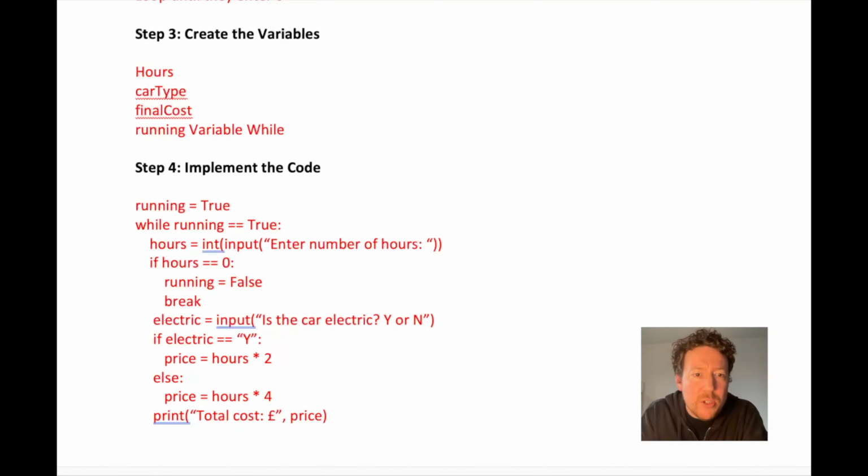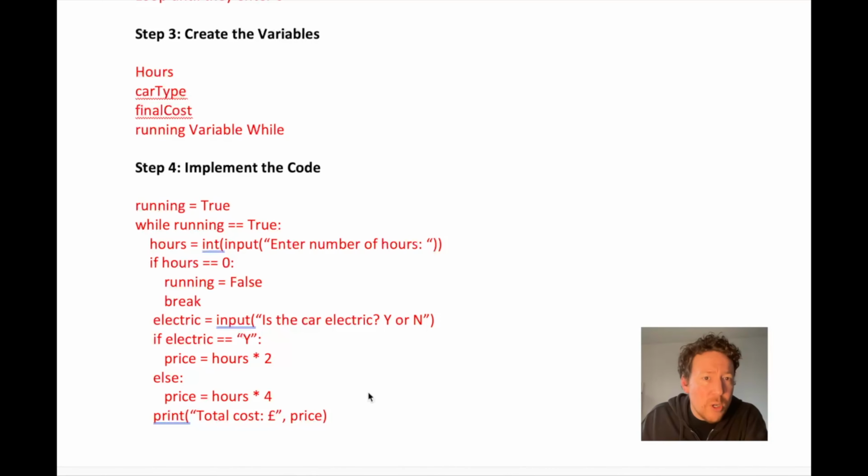Now the final thing, just to check that I'm getting the full marks, is just to test it with some data. What I'm going to do is I'm first going to put a value in for 3 hours, and I'm going to say it's electric. So if we just run this through, we're going to say 3 hours, and the car is electric. So that means that we're going to get 3 times 2, which should give us the value of 6. And we output that. So that should be correct.